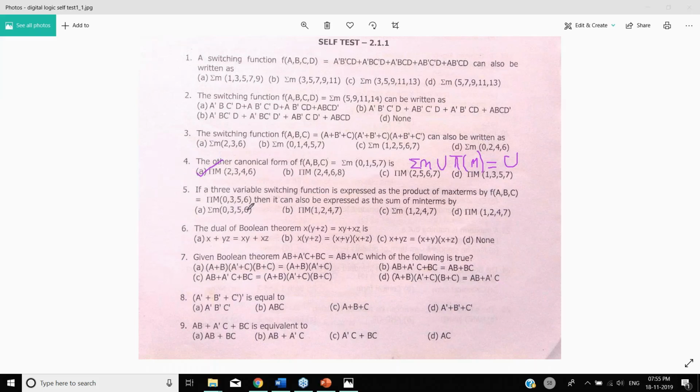This is the reverse of the fourth question. Here max terms are given. You're supposed to find out its min terms. So do it and tell me the answer. Type the answer in the chat box. Tell me the answer of question number 5.